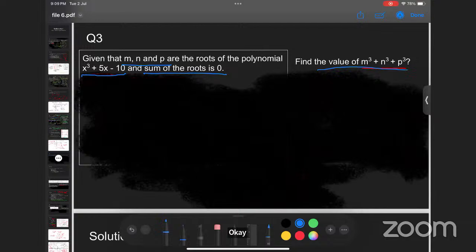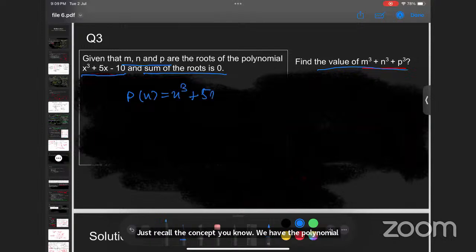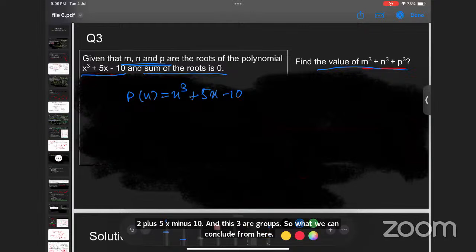So this is the third question. Please write your answer in the chat box. This is a pretty simple question, so don't take it seriously. You just have to do some simple calculations. Just recall the concept you know about zeros and roots of a polynomial. We have the polynomial p(x) equals x cubed plus 5x minus 10, and these three are roots. So what can we conclude from here? We have one answer, which is 30. Next.